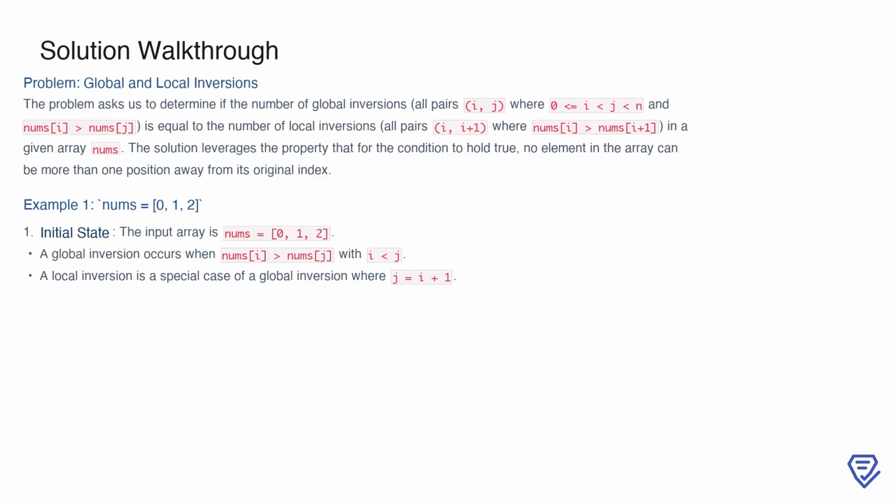Let's look at an example. If the input array is nums equals 0, 1, 2, the global inversions and local inversions are straightforward to identify. Since the array is already sorted, there are no inversions of either type, so the numbers match. This means the condition is satisfied, and we would return true for this case.